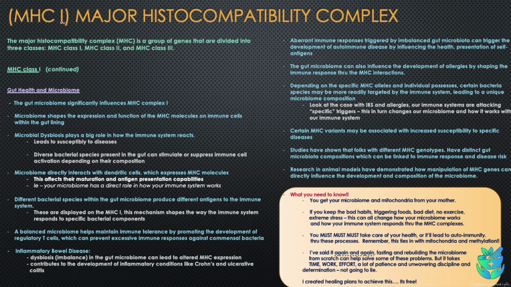So, aberrant immune responses triggered by the imbalanced gut microbiota can trigger the development of autoimmune diseases by influencing the health and presentation of self-antigens. The gut microbiome can also influence the development of allergies by shaping the immune response through the MHC interactions.